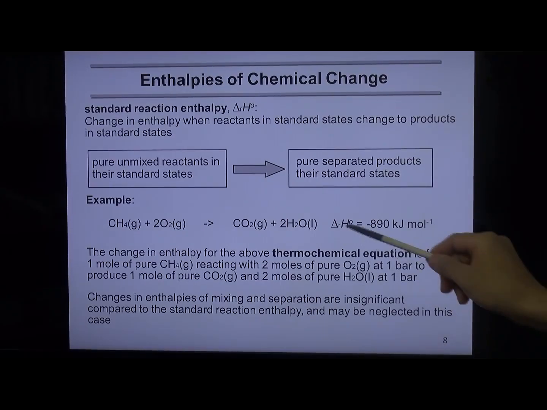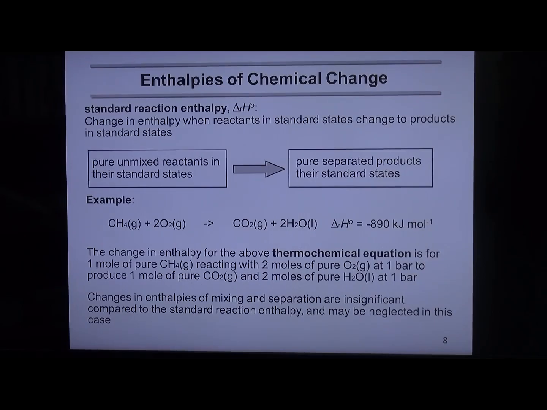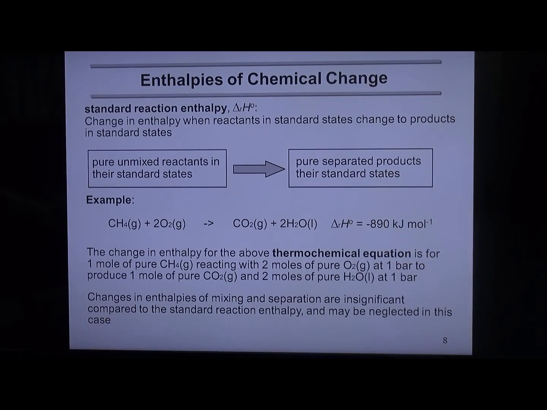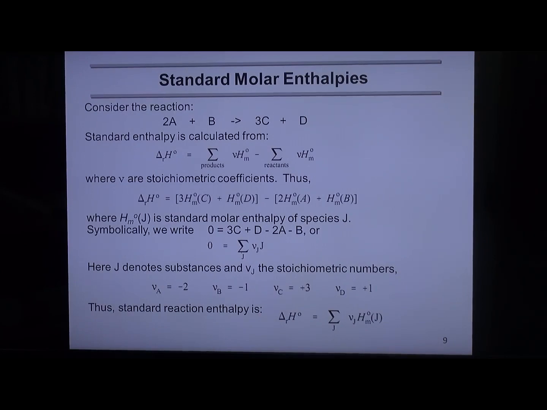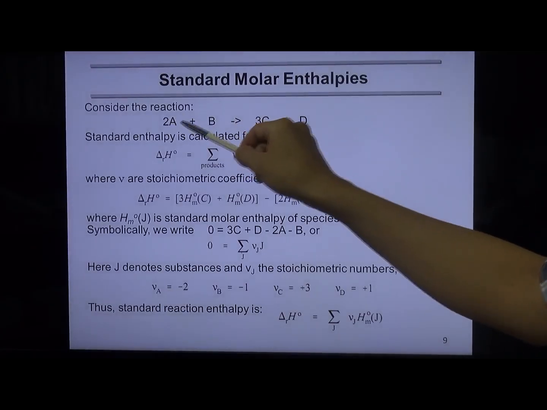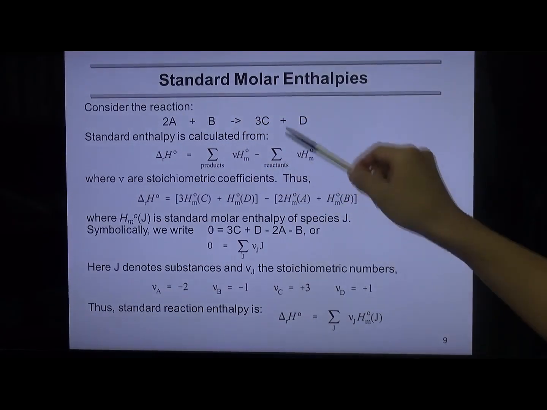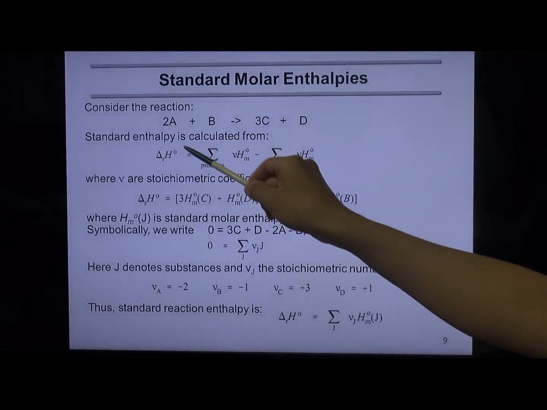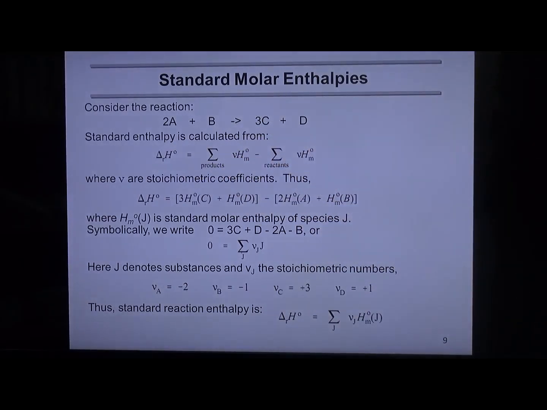Then how can we get this information? How can we calculate this standard reaction enthalpy? What information do we need to calculate this? Actually very simple. For example, let's consider this kind of reaction: 2A plus B goes to 3C plus D. This is the chemical reaction, and we want to calculate the standard reaction enthalpy for this reaction.